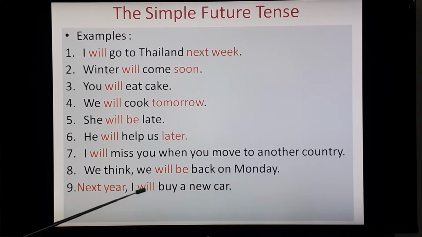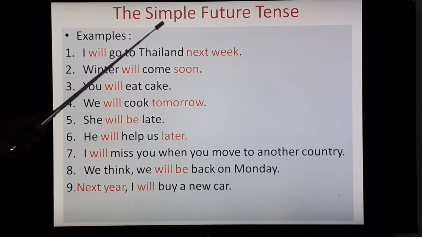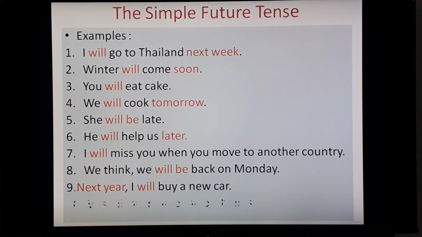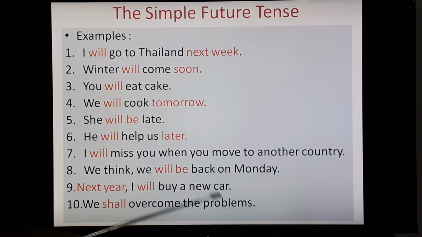Next year I will buy a new car. Next year, that is an adverb, and will, that is helping verb to show this simple future tense. We shall overcome the problems. Shall is given. So that is auxiliary verb, that is helping verb which shows simple future tense.